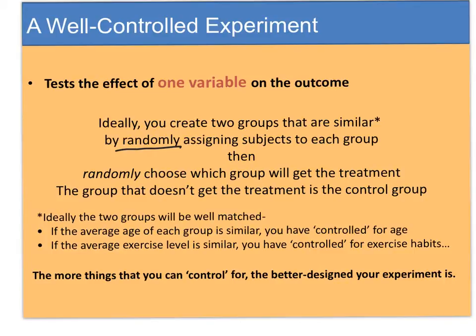Okay. Now, control. The control is the group that doesn't get the actual treatment, like the drug, but they get something similar. Let's say they get a pill that looks like the other pill, and they don't know whether they got the drug or not. That's the control group, and then the group that's actually getting the treatment, that's the manipulated group.